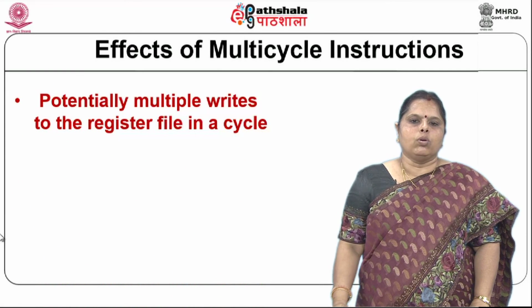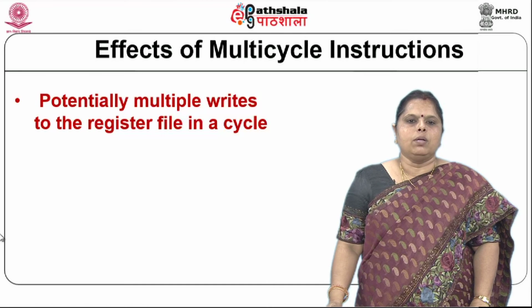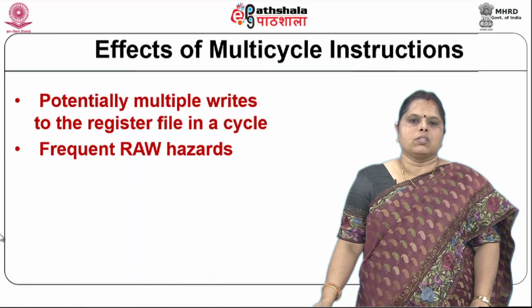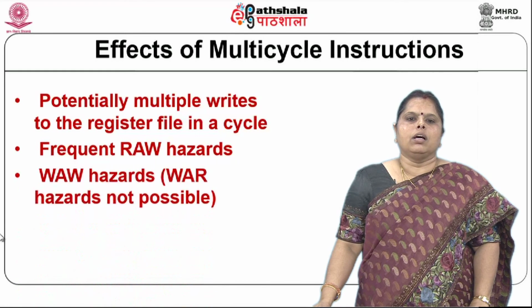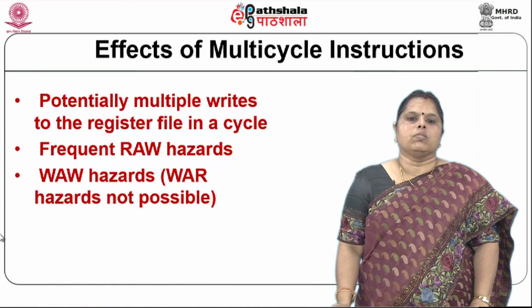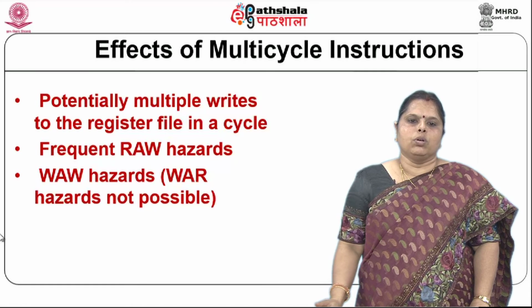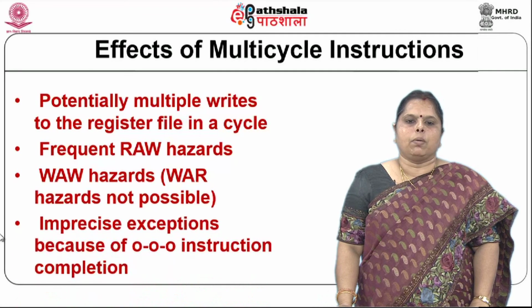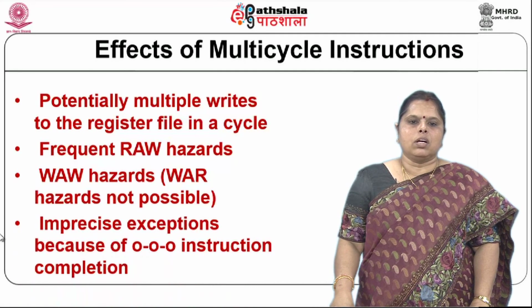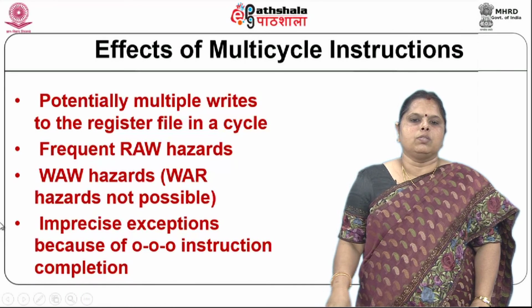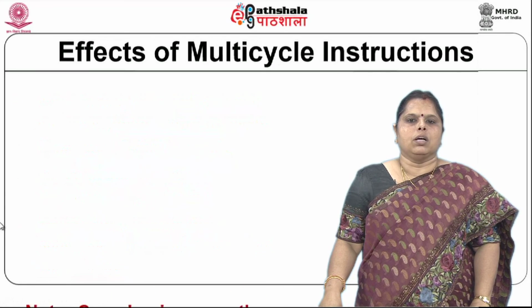One is that because of the out of order completion, you might have multiple writes to the register file in a cycle. And because of more instructions available in the pipeline, they will lead to frequent RAW hazards. And WAW hazards also come into the picture because of the writes happening to different registers. WAR hazards, of course, are not possible because we always assume that reads happen in the initial part of the pipeline. So, we have WAW hazards, we have more RAW hazards, and we might land up in imprecise exceptions because of the out of order instruction completion.